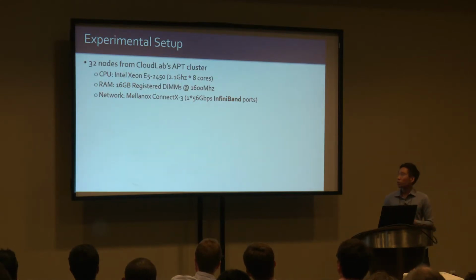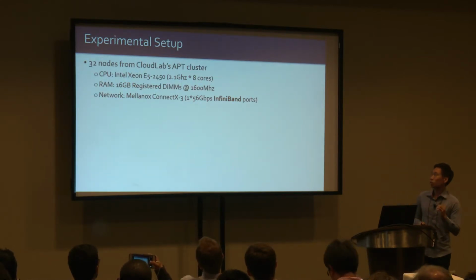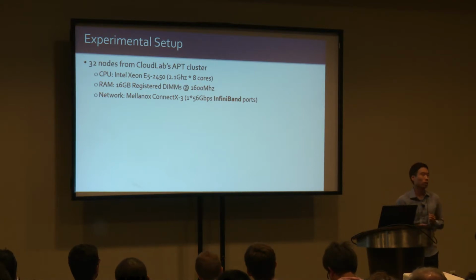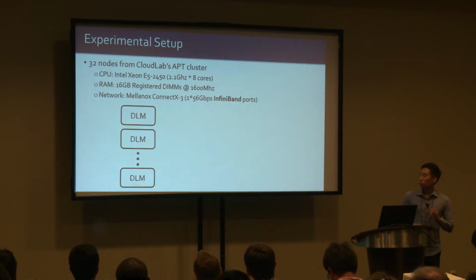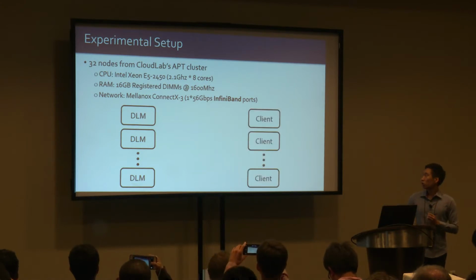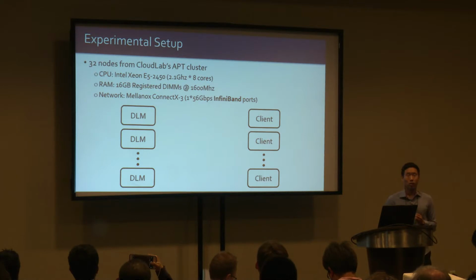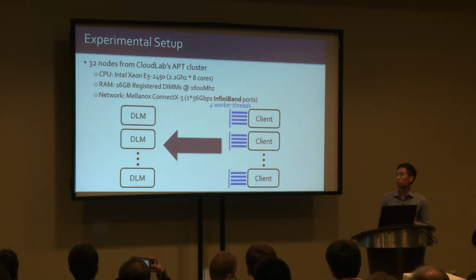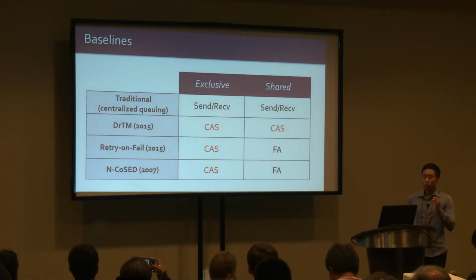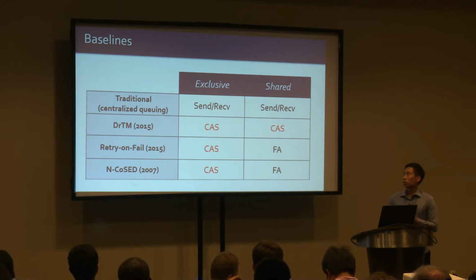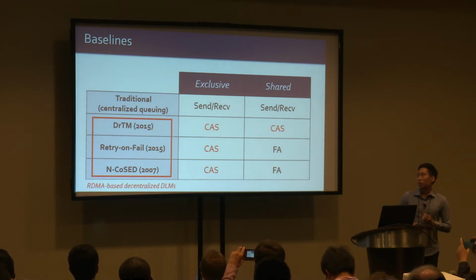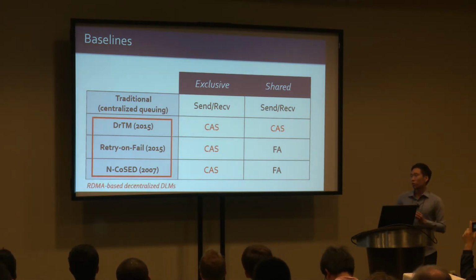For the experimental setup, we used 32 nodes from CloudLab's APT cluster, which were connected by InfiniBand. We used one set of nodes as distributed lock managers, and another separate set as clients. Each client had 4 worker threads to generate transactions. There were 4 baseline algorithms. We implemented a traditional centralized lock manager and also 3 other RDMA-based, compare-and-swap-based decentralized DLMs.